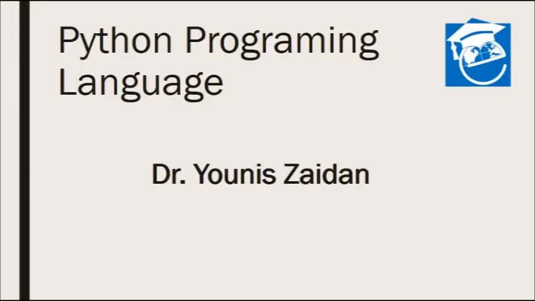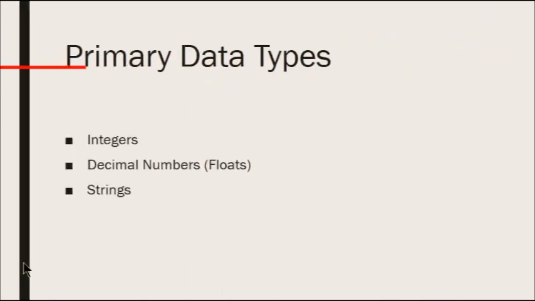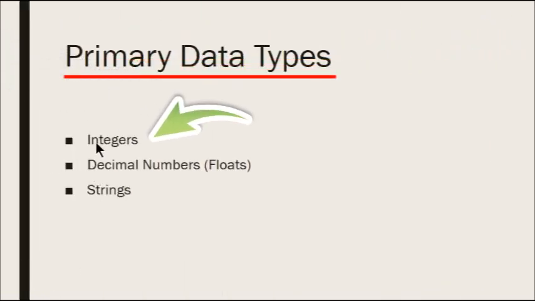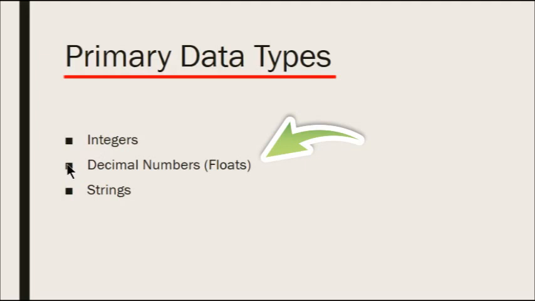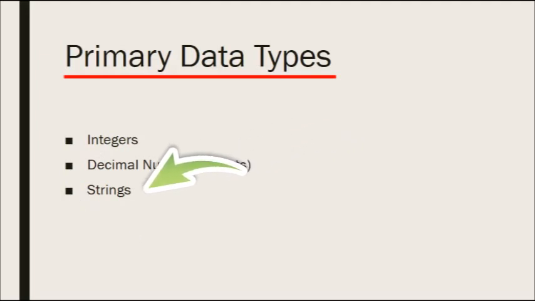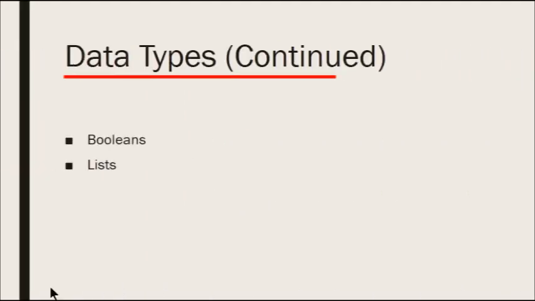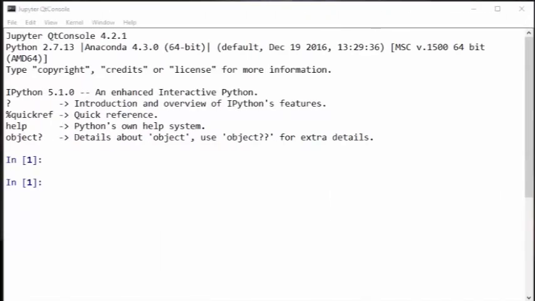In the previous video we talked about primary data types, integers, decimal numbers or floating point numbers, and we talked about strings. In this video we will talk about two other data types, Booleans, the Boolean variables, and lists. First of all, I would like for you to launch Jupyter Qt Console.